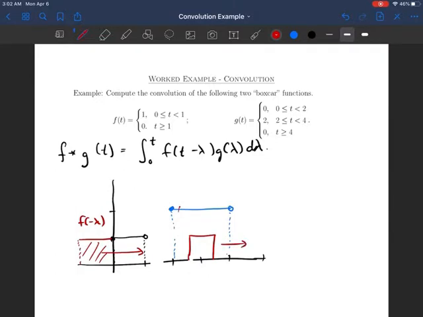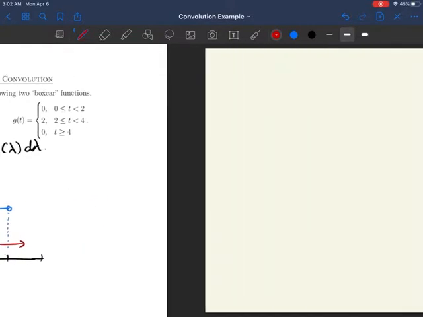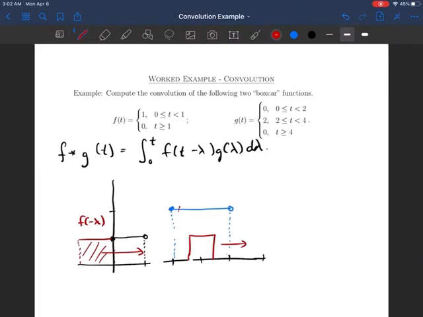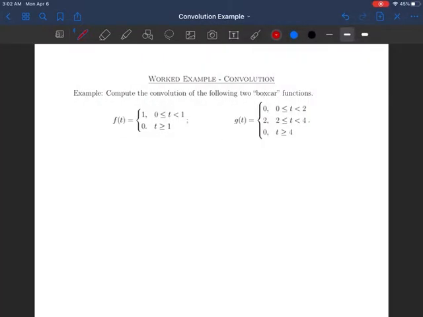It's going to keep on sliding as t increases. This is going to move under, and then it's going to keep on moving and eventually move out on the other side. So we're going to try and figure out the area under the product, so 1 times 2, as it slides around. So that's what we're up to. So let's see if we can do that.